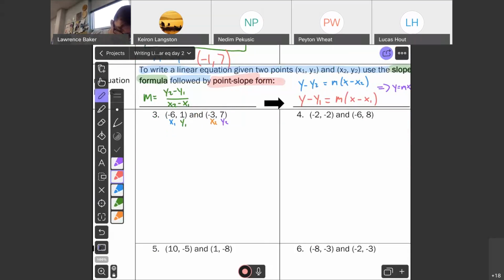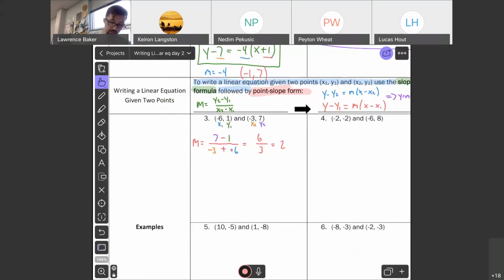So slope equals change in y's over change in x's. So 7 was my y2, 1 is my y1, -3 is my x2, and -6 is my x1. And I just need to do that math. 7 minus 1 is 6. This turns into a positive, so -3 plus 6 is 3. Of course, 6 divided by 3 is 2. Okay. So you find your slope first. You always start by finding slope first, okay?